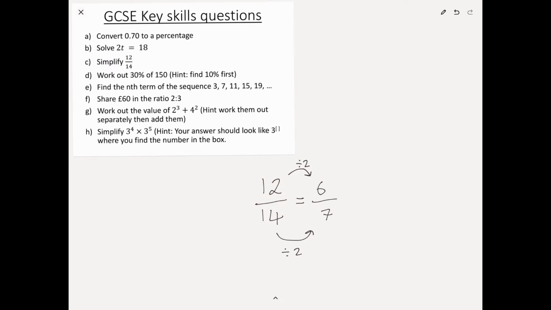Now 6 over 7, can that be simplified? Well, 6 is 2 times 3, and 7's a prime number, so its only factors are 1 and itself, only 2 factors. So actually then, because none of these numbers are the same, 2 and 3, 1 and 7, there's no number shared between them, 6 over 7 is our final answer for that question.